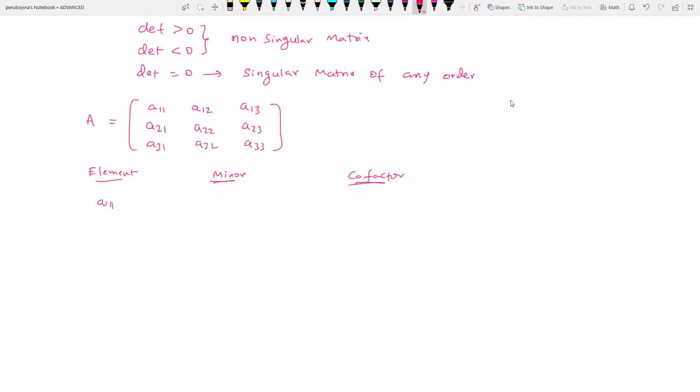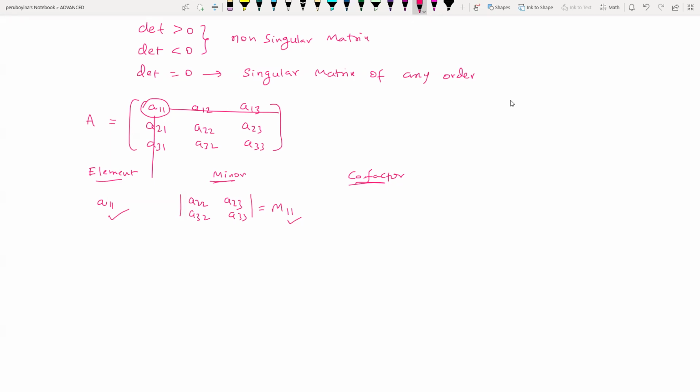And a minor is a value. You have to delete the row and column of the element you have highlighted. The row and column will be deleted. Then what you see is A22, A23, A32, and A33. To calculate this determinant is called the minor. Of course, you know how to calculate the minor. This is always indicated with M11 because we are deleting this element, so the minor is also indicated with the same numbers 1, 1.